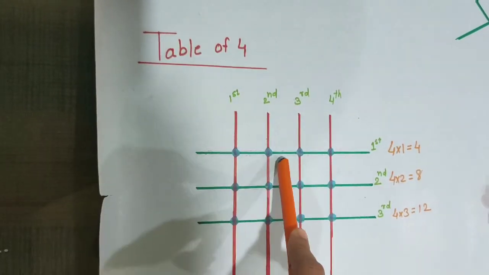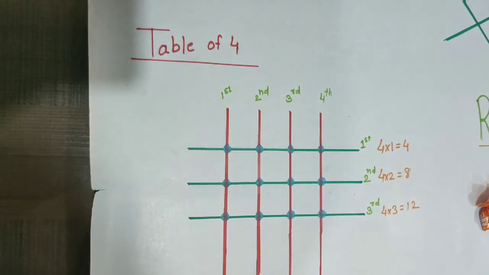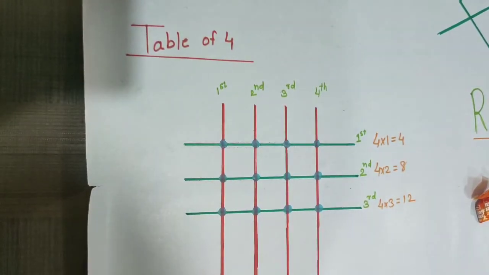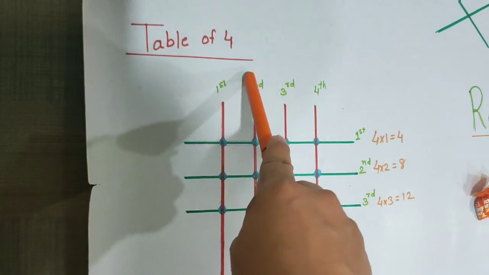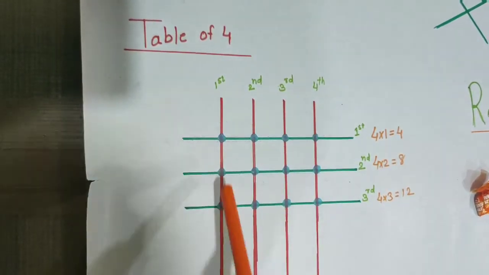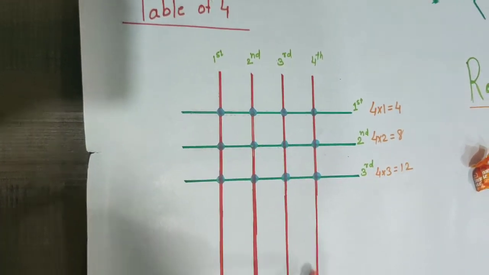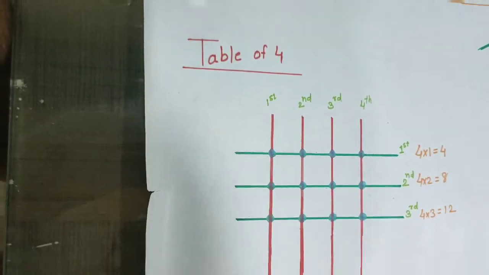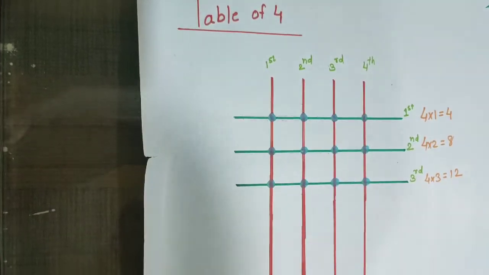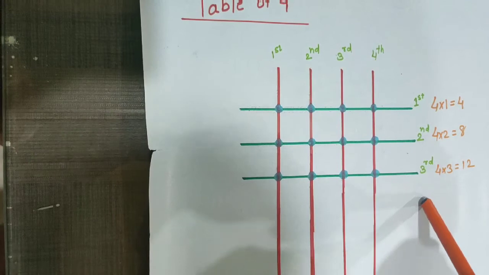Now let's see, children, create the table with the help of lines. Here I am creating the table of 4 with the help of lines. Children, whenever you are creating a table, for example a table of 4, this standing line or vertical line indicates which table you are creating. If you are creating the table of 4, 4 standing lines. If you are creating the table of 2, 2 standing lines. And this horizontal line indicates how many times.